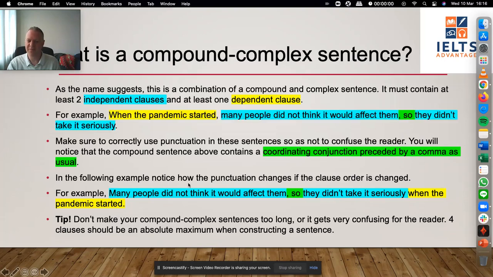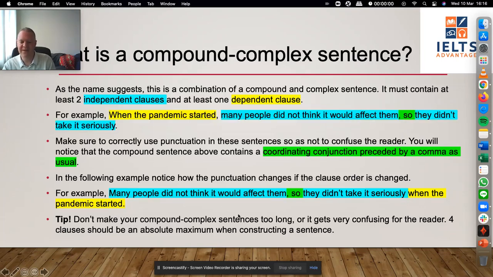Now, in the following example, notice how the punctuation changes if a clause order changes. So here, the meaning is going to be exactly the same. We've got exactly the same clauses, but I'm just going to put them in a slightly different order. So now we've got the compound sentence first. Many people did not think it would affect them, comma, so they didn't take it seriously when the pandemic started. So now we've got the dependent clause at the end. There should be no comma, because remember when we put an independent clause followed by a dependent clause, there's no comma.